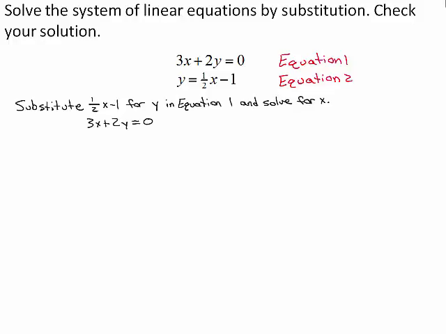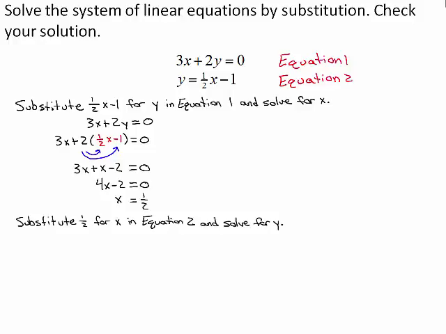First write the equation. 3x + 2y = 0. Substituting 1/2 x - 1 for y in equation 1 gives 3x + 2(1/2 x - 1) = 0. Next, use the distributive property. Because 2 times 1/2 x is x and 2 times -1 is -2, 3x + x - 2 = 0, which simplifies to 4x - 2 = 0, or x = 1/2.